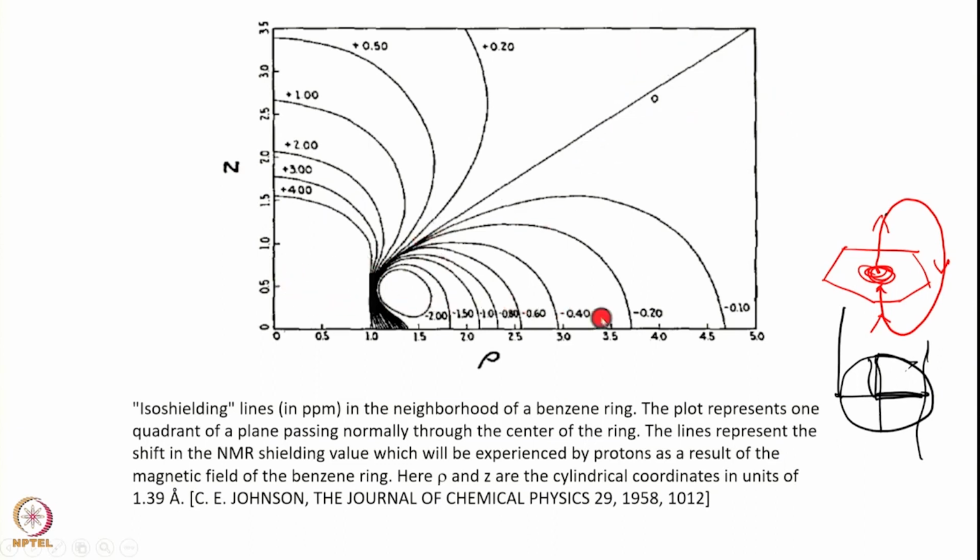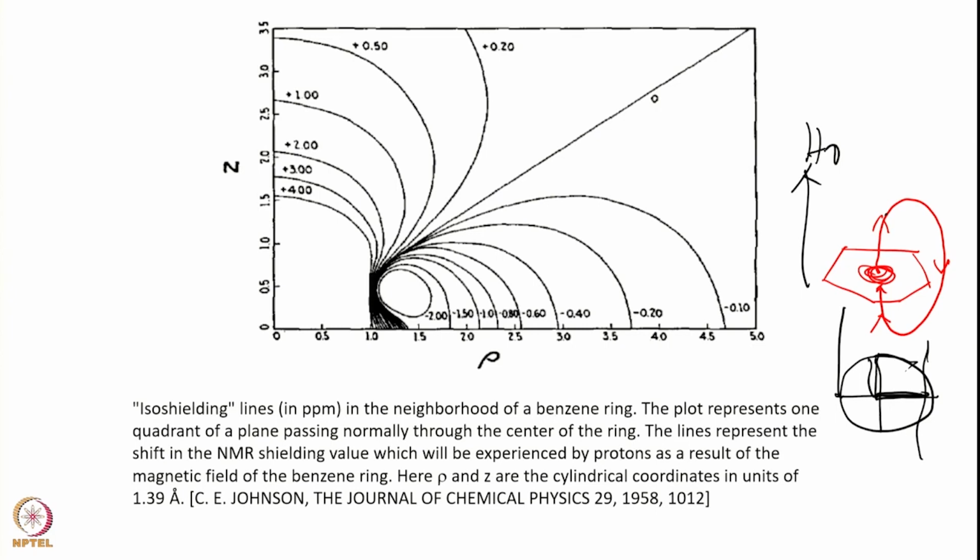And if you are on this side, as rho is increasing, you start getting negative numbers, which means you are on the horizontal plane of the ring. If you are on the plane of the ring, then you get negative shifts, and that is to be expected because the field is opposing in the horizontal plane. In the vertical axis, the field is adding to your main H0 field, and therefore there it causes a positive shift. These are the isoshielding curves, and this is on the negative side.